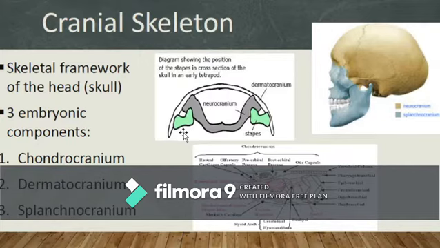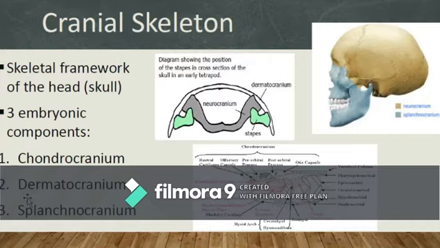So it is derived from three different embryonic components. So the cranial skeleton develops from three embryonic components. We have here the chondrocranium, composed of cartilage, which contributes to the base of the skull, includes the sense capsule, and in most vertebrates is replaced by bone. So from cartilage, it is replaced into bone.